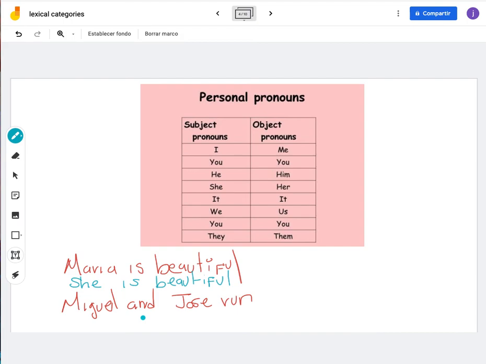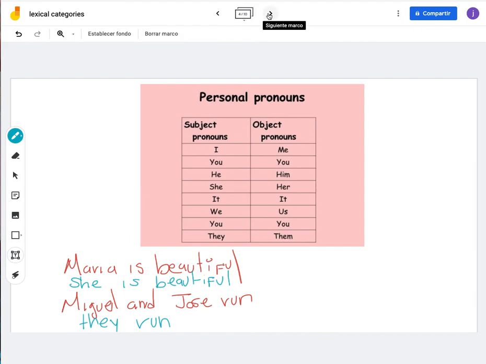And the next sentence is Miguel and José run. Miguel and José are the subject, and we replace them with they. So we are going to write: They run. Miguel and José are the subject, and now we replace them with the pronoun they. So we are going to see the next topic.